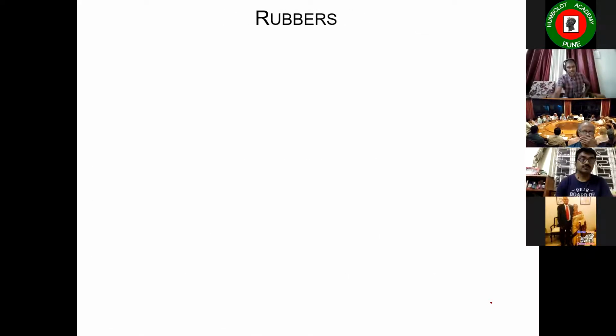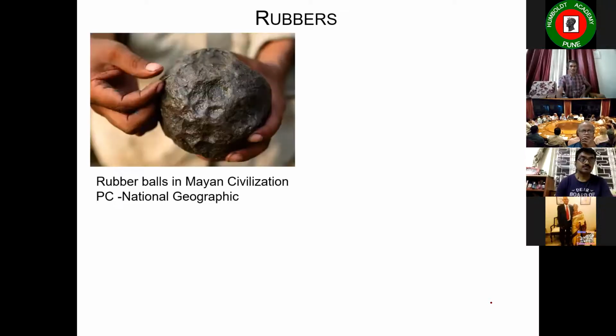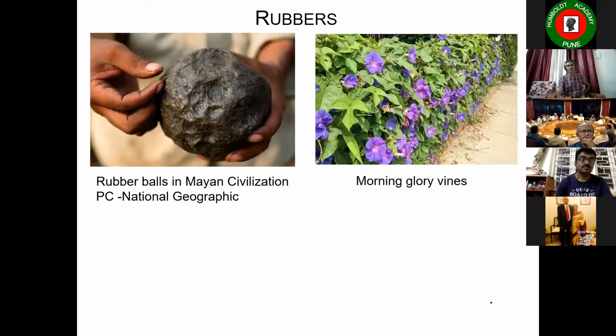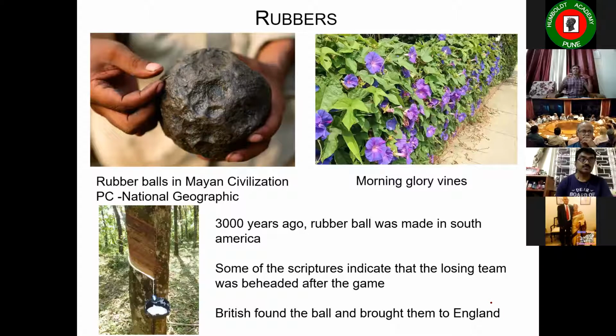Rubber, this is another interesting story. This is another agriculture produce. Rubber balls were used in the Mayan civilization. These kids used to play with rubber balls. They were made from trees in the South American countries where a white liquid oozes out, which was mixed with the juice from a climber called the Morning Glory vine, and they mixed it to make the rubber balls.